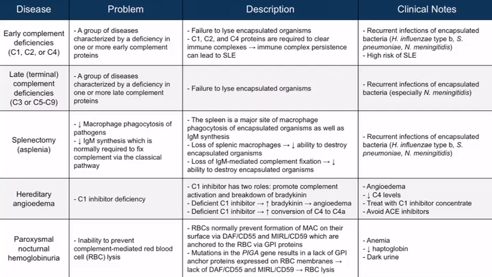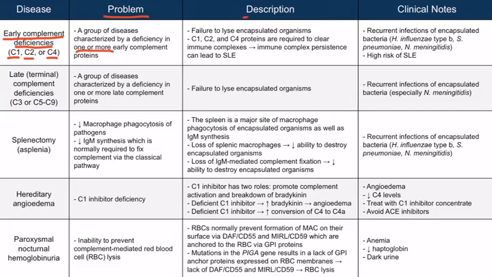This table lists the diseases related to the complement system. Let's start with early complement deficiencies. This involves complement proteins C1, C2, or C4. Now let's describe the problem. This is a group of diseases characterized by a deficiency in one or more early complement proteins.